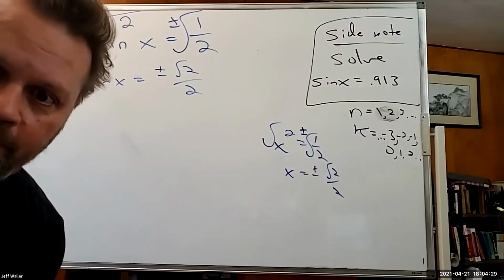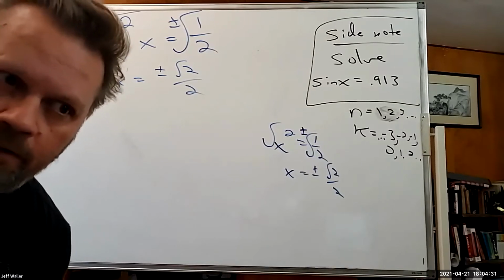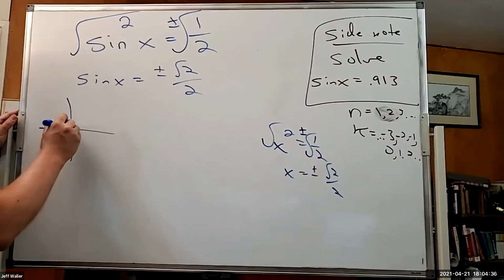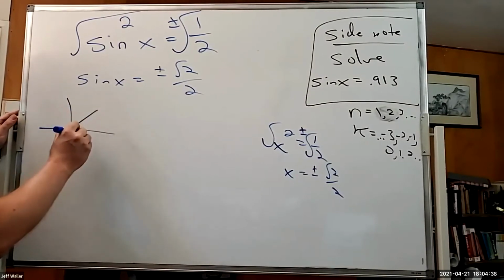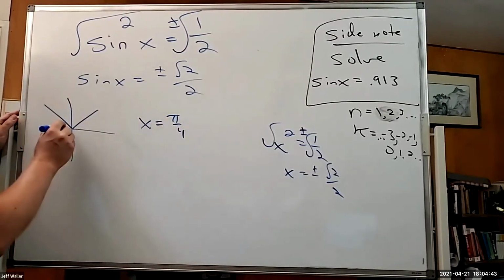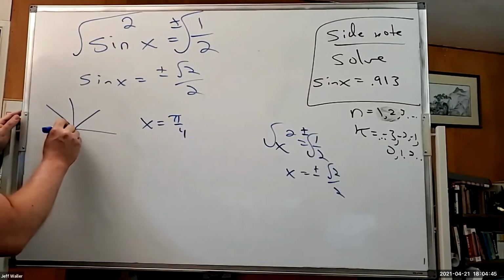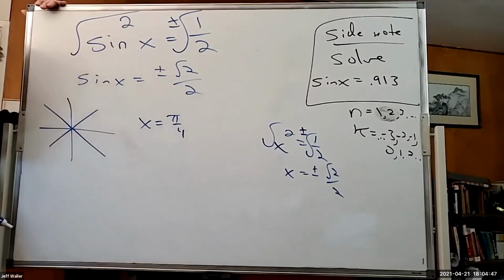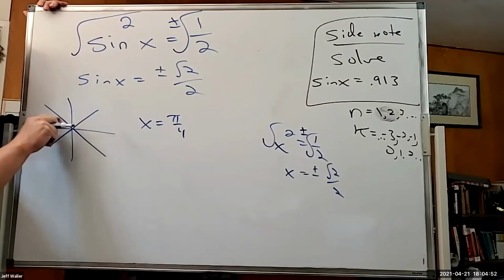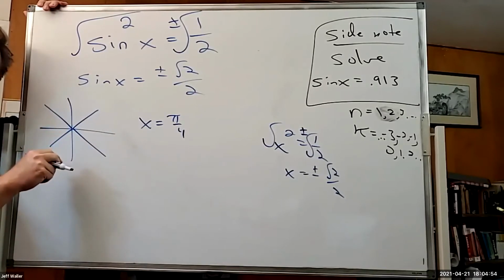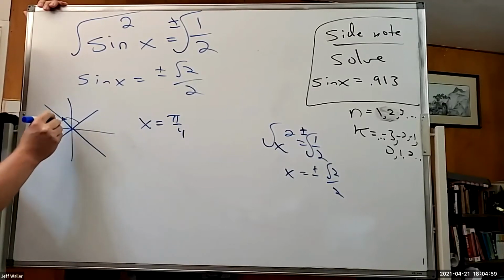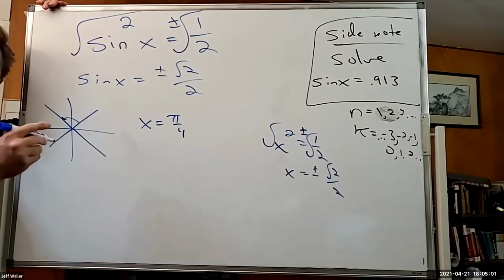So is it just pi over 4 plus all of them? Plus all of them, I like it. So one answer is pi over 4 for sure. And then another answer would be 3 pi over 4, and then 5 pi over 4, and then 7 pi over 4. Are all of these separated by the same angle? Yeah. What angle are they separated by? Pi over 2. I love it.